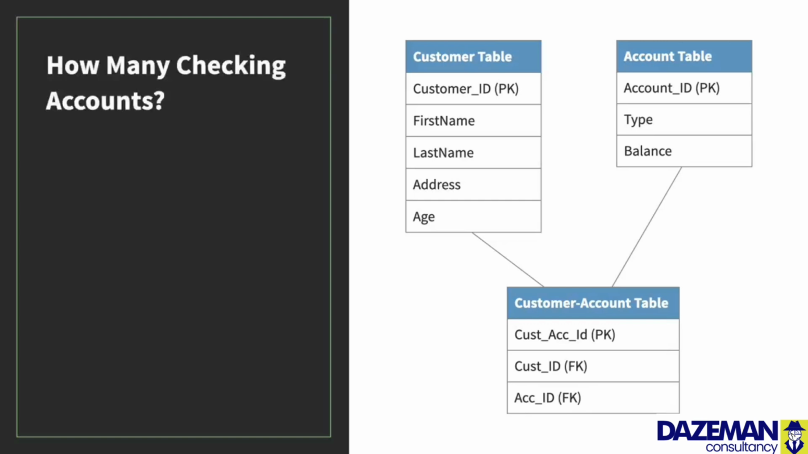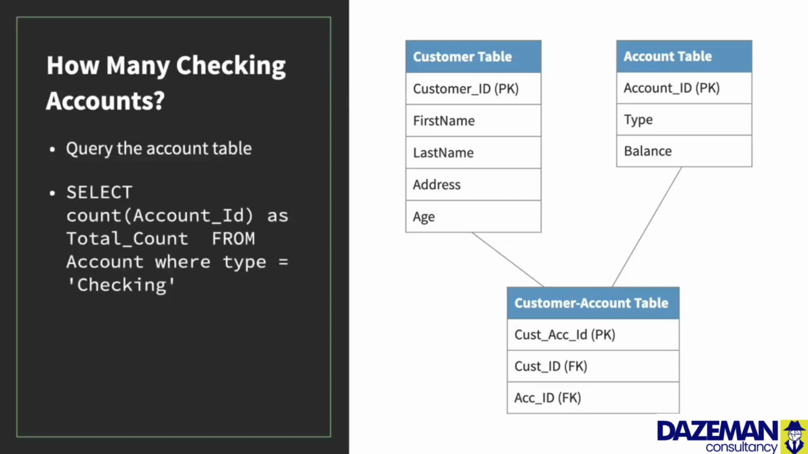And if you would want to find out how many checking accounts the bank has, you would need to query the account table for all the rows where the account type is checking. And then all you need to do is count the number of rows.